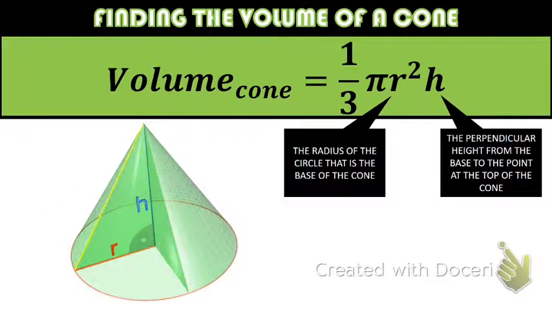When you're using the formula volume equals 1/3 pi times radius squared times h, and you're looking at a picture of a cone, the radius is the distance from the center of the circle on the base of the cone to the edge of the circle on the base of the cone. And the height of the cone is the perpendicular distance from the circle at the bottom to the point at the top. So that is the radius and the height. Those are the two measurements that you'll be using to find the volume of a cone.